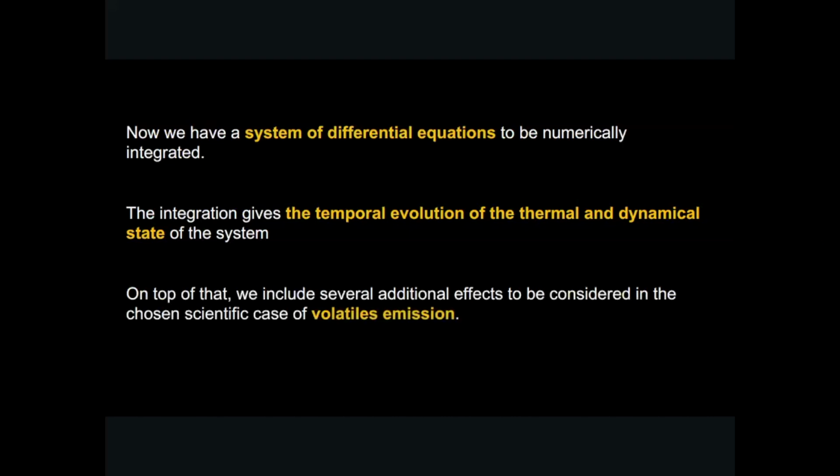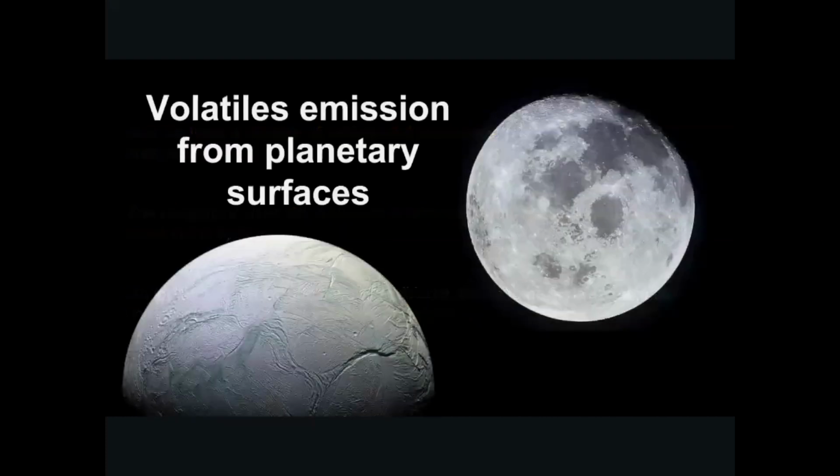And on top of that, you can start adding your scientific effects, that is, something beyond basic hydrodynamics. And this is what we are going to see for the emission of volatiles from planetary surfaces and surface structures. I will go into two examples, the Moon and Enceladus. But let's first see what the motivations are for studying volatile emission.